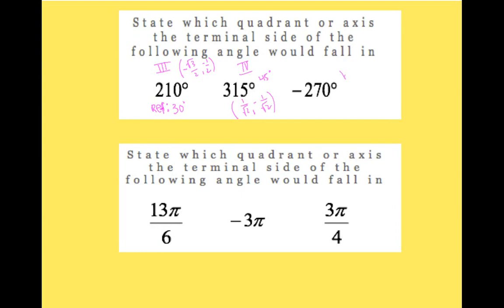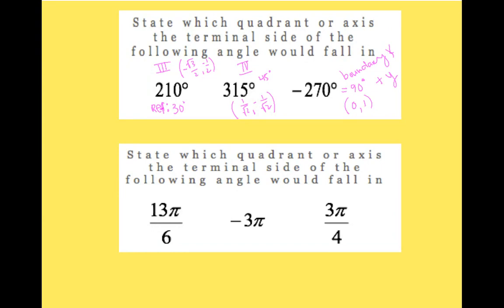Negative 270, this is a boundary angle. It's actually the same thing as 90 degrees. Its coterminal angle is 90 degrees, right? So that's going to be the point 0, 1. It's the positive y axis.